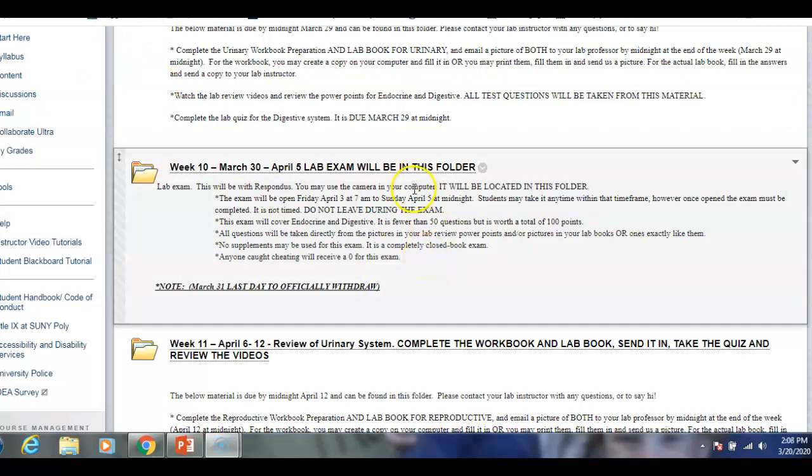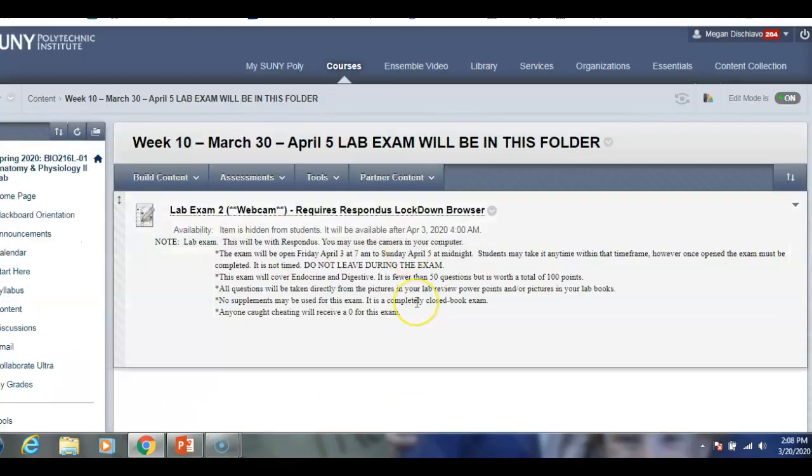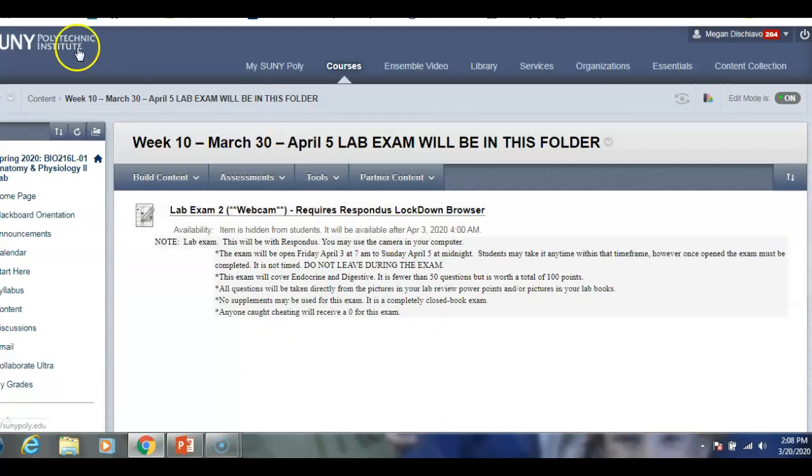So that will be in this folder. You'll click on it. You will not see it yet. I see it because I'm the professor. It will open after April 3rd. You will have to go through Respondus. Please remember that. You do not need a separate webcam. You can use the camera in your computer.